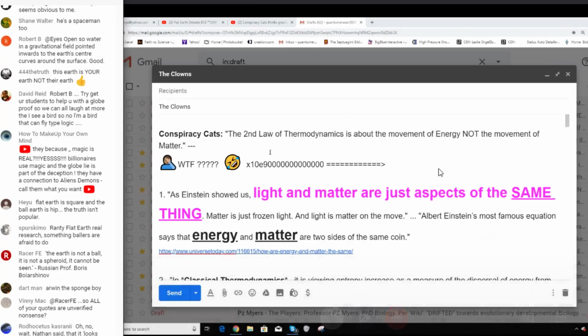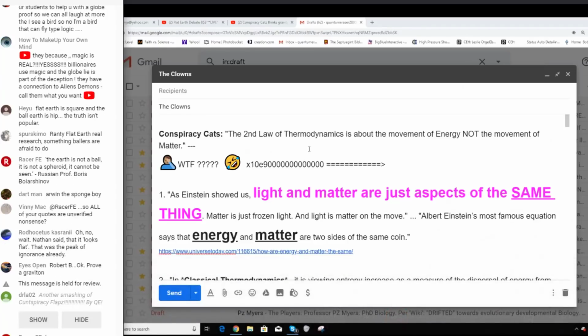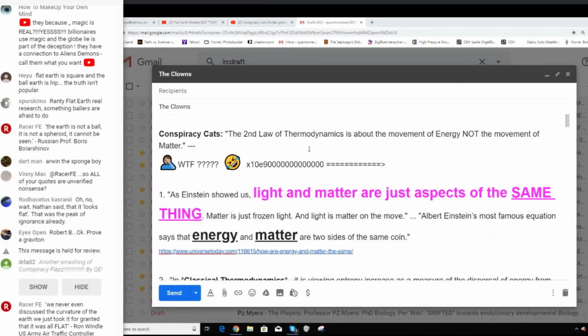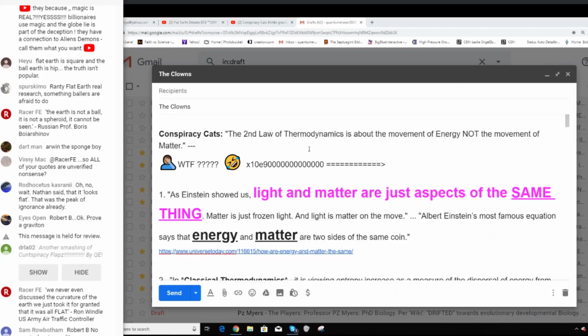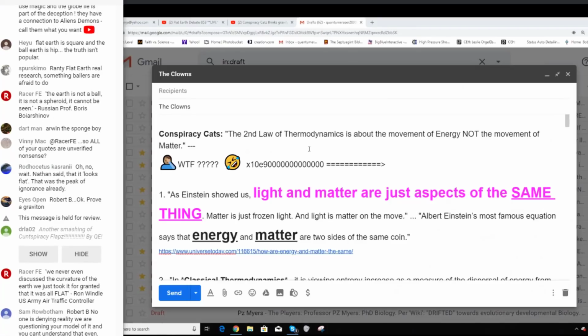Conspiracy cats. The second law of thermodynamics is about the movement of energy, not the movement of matter.